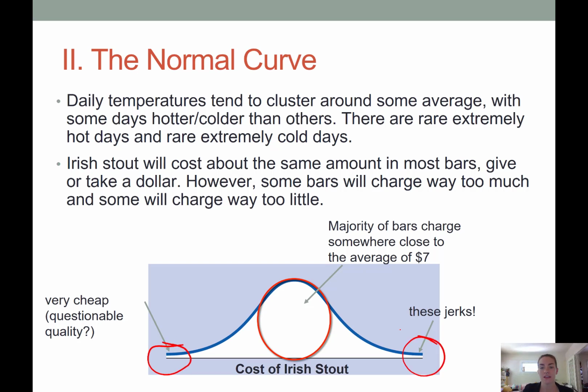Because remember, this curve reflects a histogram. The peak of the curve is in the middle of the distribution, or at about the average cost, because most bars are going to be charging about some average price for the beer.